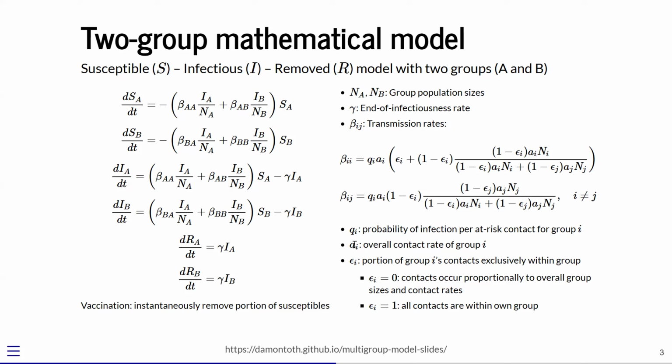Then for the contact rates themselves, there are these A parameters, which are the overall contact rate of group I. So that's basically the number of people seen per time by members of the group.